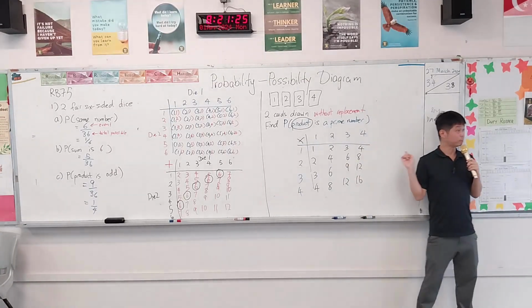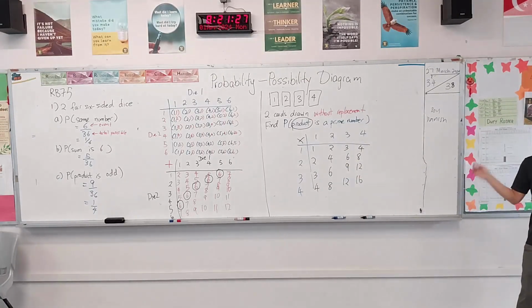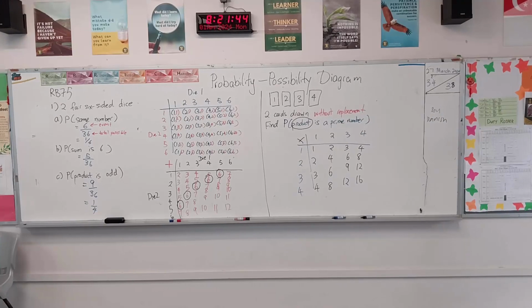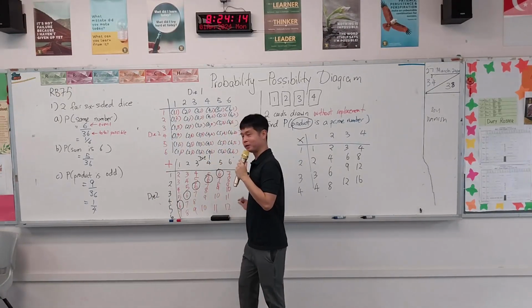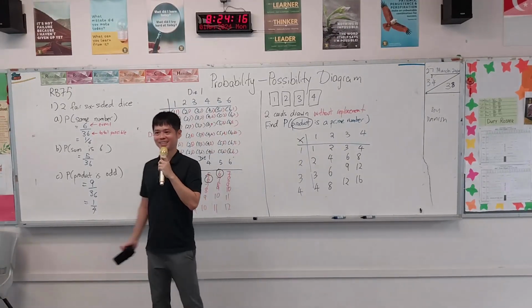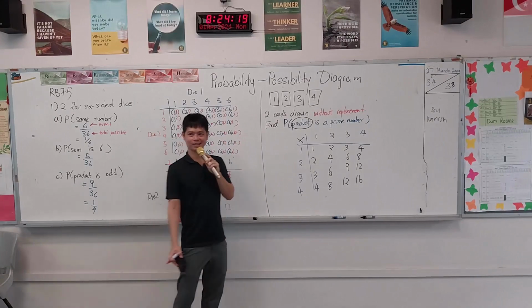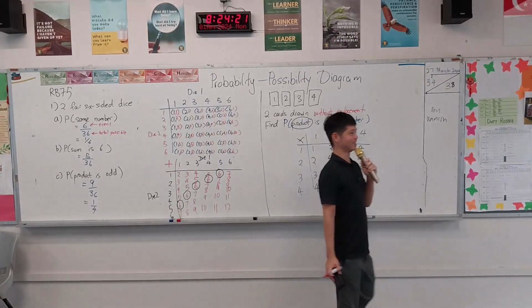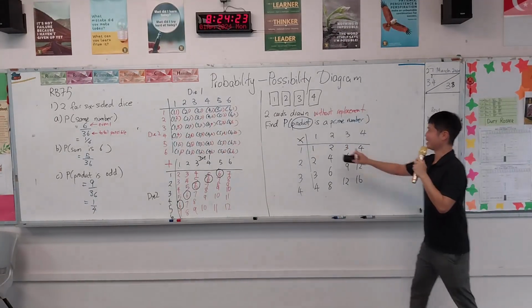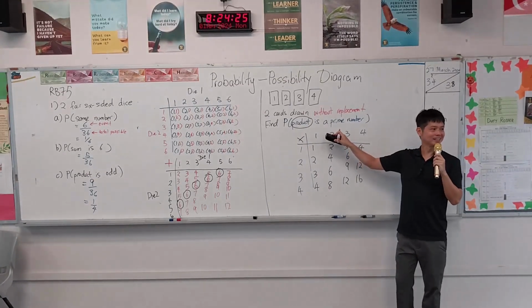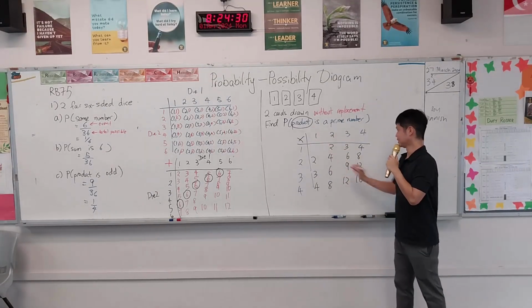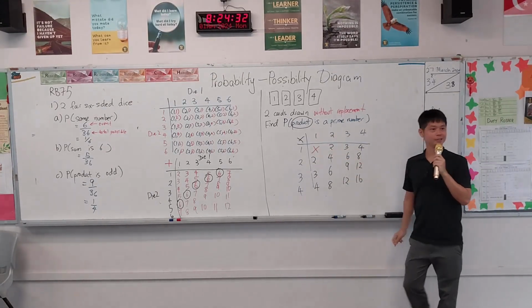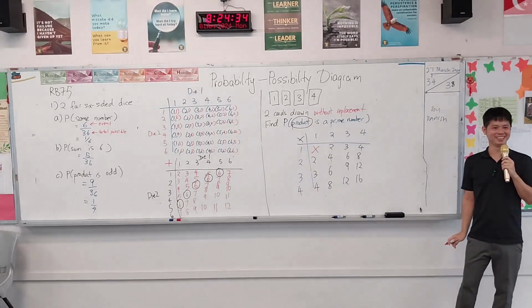Now there's a mistake with this diagram. There's a very, very serious mistake. Can anyone spot what's the big mistake? He says something about the diagonal. So what happened to the diagonals? Same number, both cards same number. Both cards the same number is impossible. After I take out a 1, can I still take out another 1? So this is impossible. So we have to put a cross.